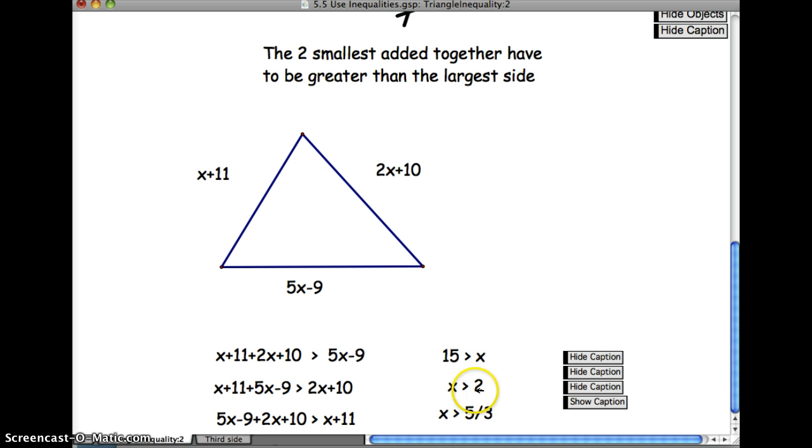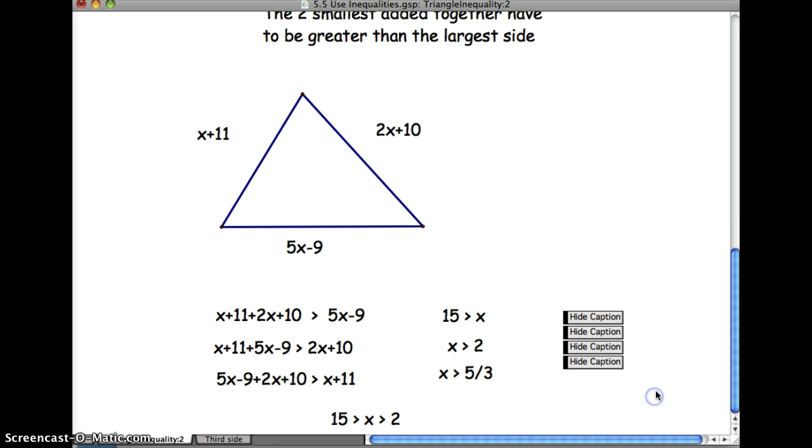So that means my answer must be what? Sum that up for me. Based on my work, my x value must be what? Between 2 and 15. So it's going to look something like this. My x value is going to be between 2 and 15. So 15 is greater than x, which is greater than 2.